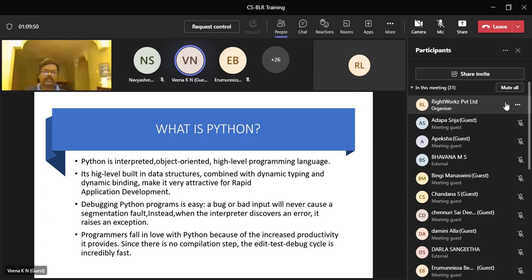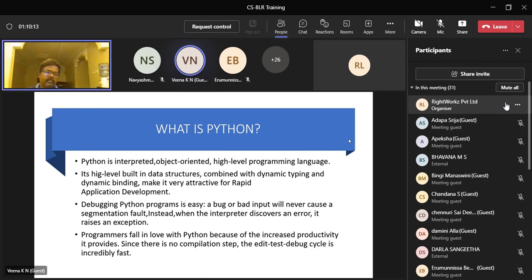Python is a language. It has high-level built-in data structures combined with dynamic typing and dynamic binding, which make it very attractive for rapid application development. Debugging a Python program is easy. A bug or bad input will never cause a segmentation fault. Instead, when the interpreter discovers an error, it raises an exception.